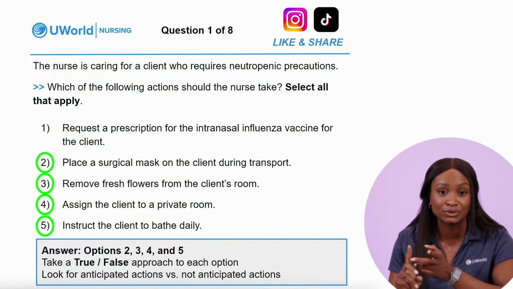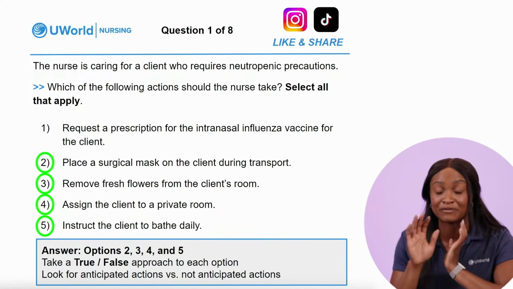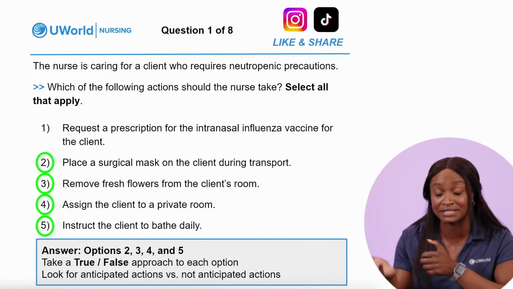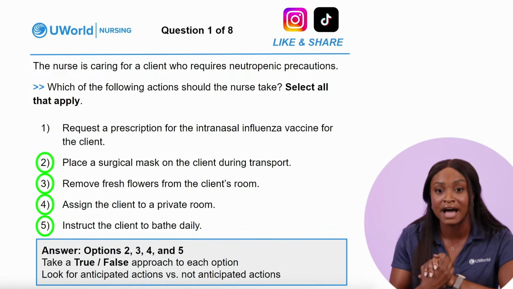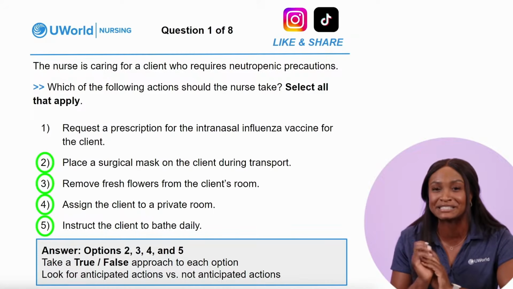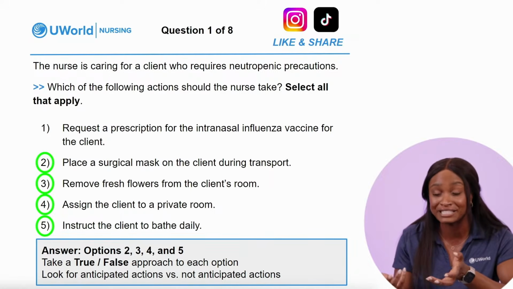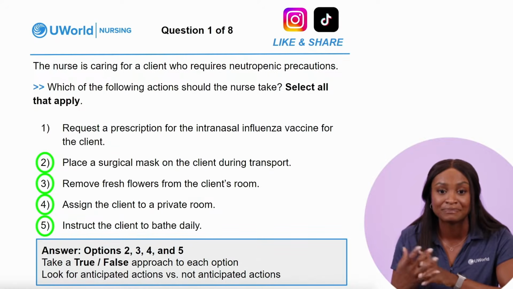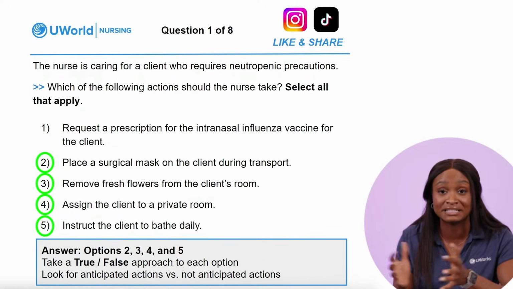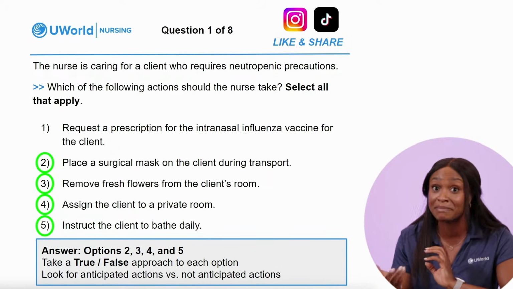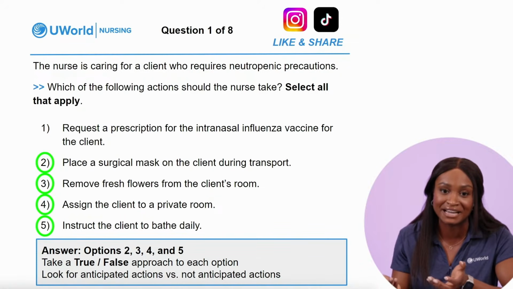So options 2, 3, 4, and 5. Placing a surgical mask during transport, because we want to protect them from inhaling droplets or having droplets land on them while they're going about their day-to-day lives outside their clean rooms. Fresh flowers in the client's room: I know this is a big discussion in hospitals because your loved ones bring you flowers and you want to see them, but these flowers can harbor bacteria, so we don't want to put them in the environment. Assign the client to a private room. Yes, we want them to have their own little clean environment, and we want to instruct them to bathe daily, okay? Let's be clean, have clean bodies.